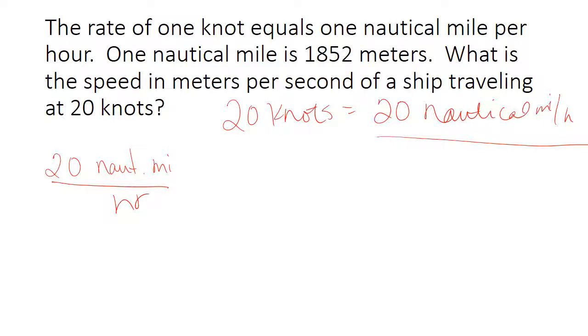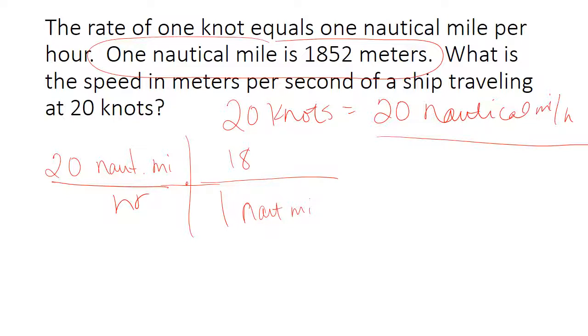All right? We want to change our nautical miles to meters, and we know that 1 nautical mile is 1,852 meters. So I'm going to write it this way. So 1 nautical mile is 1,852 meters. So that's going to give me my meters. My nautical miles will cancel. That leaves me with my meters on top.